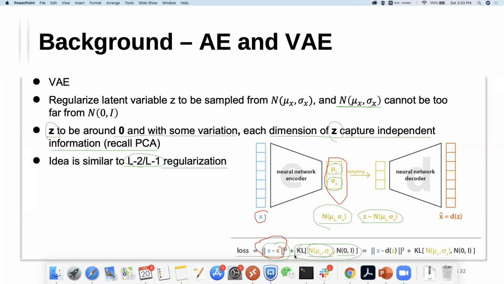Anything about it? Yeah. So given the KL divergence, isn't it that we let mu x be zero and the sigma be one? That is enough. You cannot set them exactly equal to zero and identity, because you need to allow some variation. Yes, I understand. We need to have some variations. Yeah. And also you need to somehow balance between these two terms. I understand.